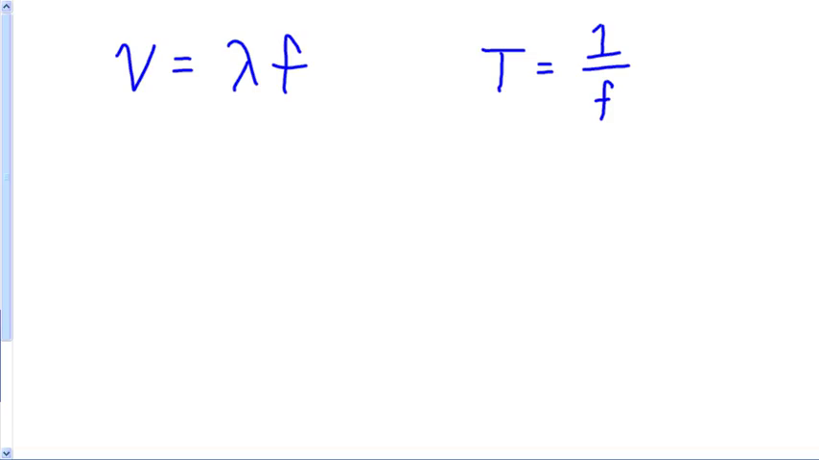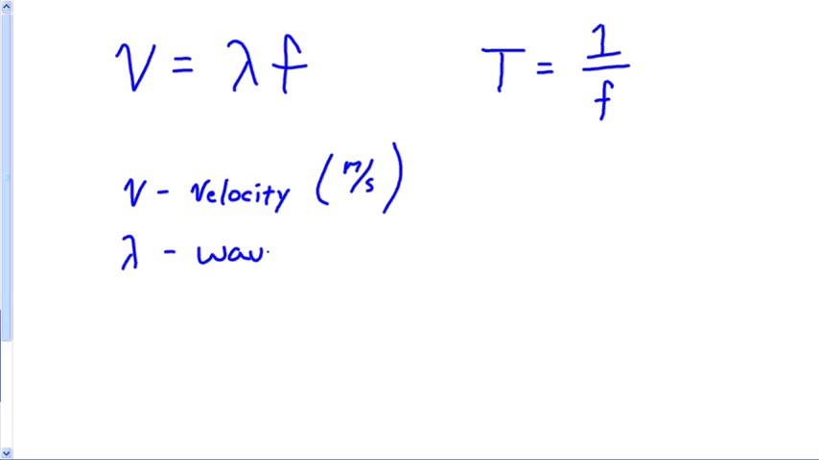And now let's make sure you understand everything. V stands for velocity. And velocity should be measured in meters per second on these problems. Lambda stands for wavelength. And we're going to measure it in meters.